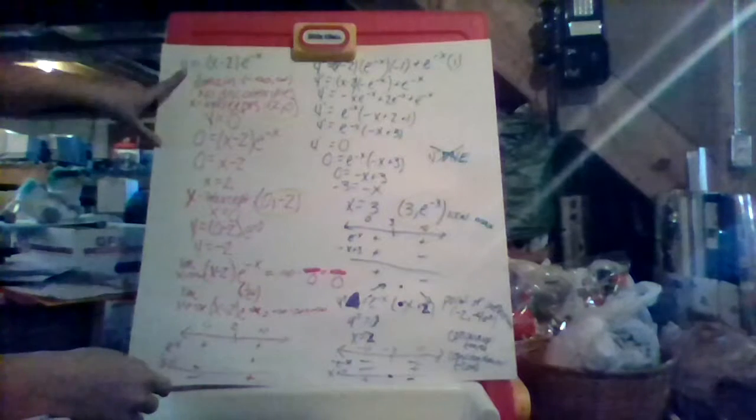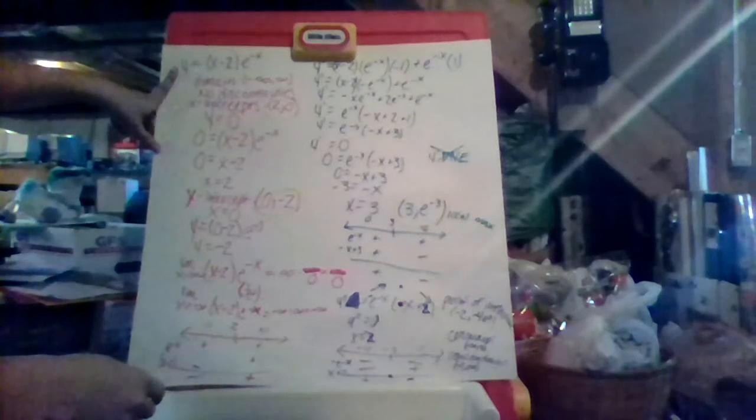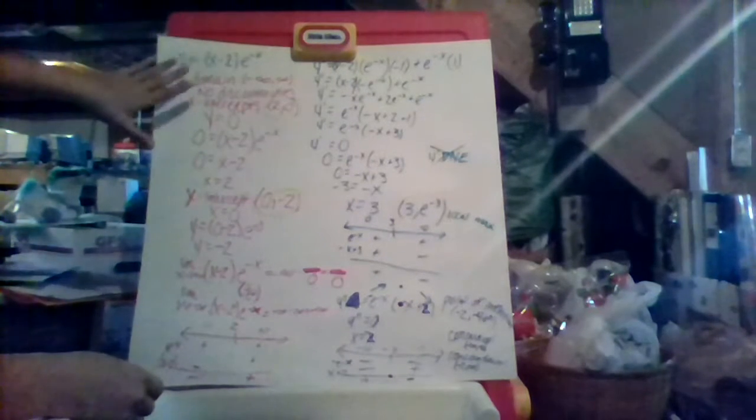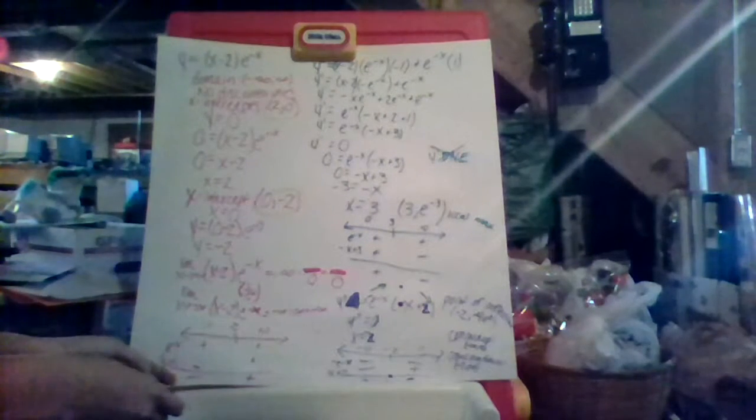First, we analyze just the function itself. We can find the domain, and there's no discontinuities, no place where this function can be undefined. We're not dividing by anything. So our domain is negative infinity to positive infinity.